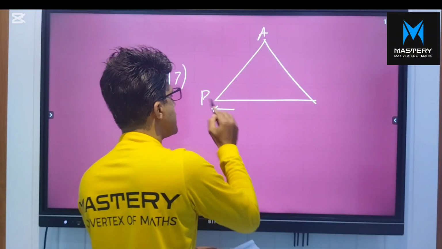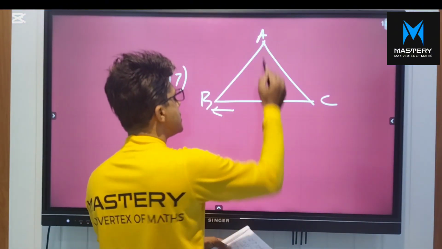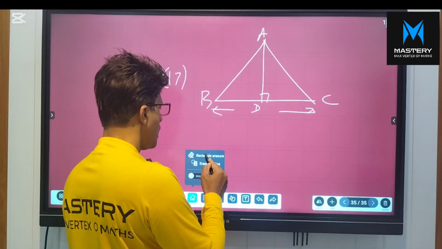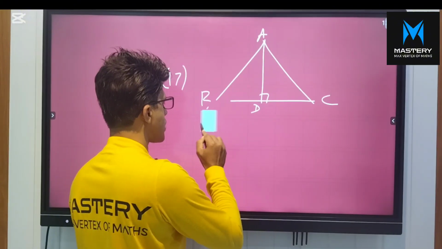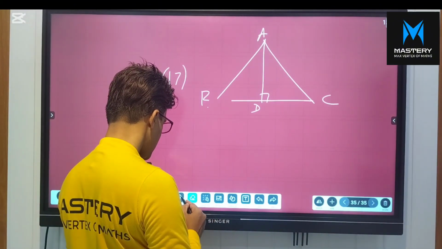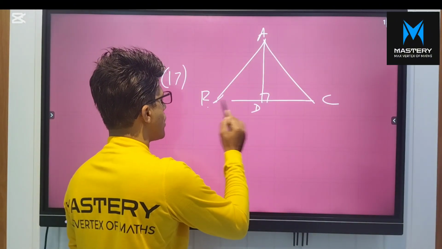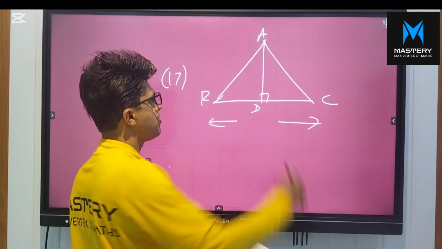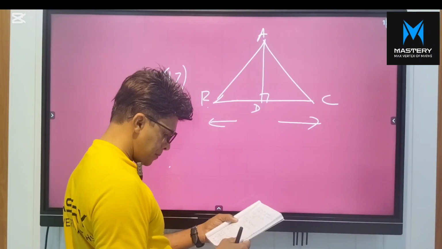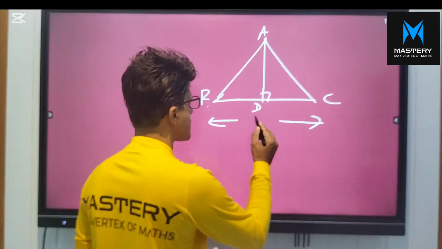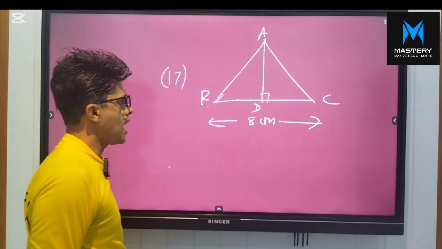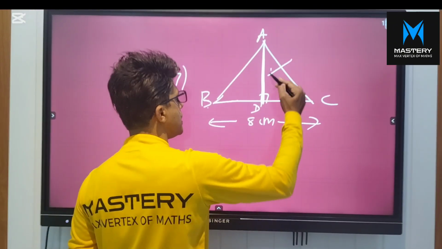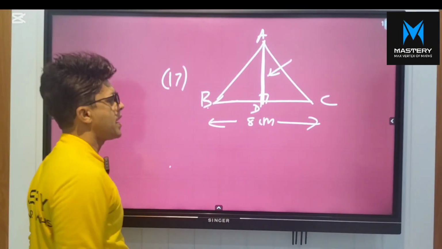This is A, B, C, right? This is D. How should we do this? It has given the area of this triangle as 24, and also we need to get the value of AD here. Then it has given that the length of BC is 8 cm. Our question is obtaining the height of this, AD. You need to find AD.